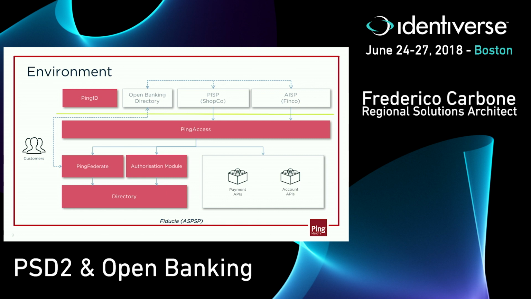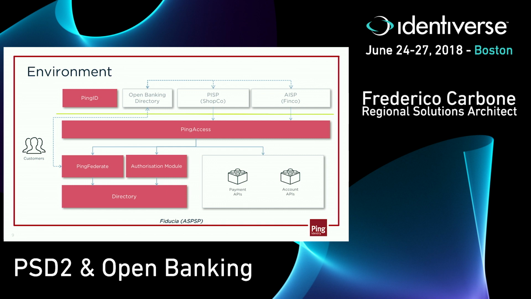So what do we have in the demo environment? We built the payment APIs and the account APIs, and those are built according to the standard that was published by Open Banking. We do have two test applications. So the bank is called Fiducia. Then we do have two applications. One is Shopco, and that will be used to demonstrate the payment, and the other one is Finco, that will be used to demonstrate account aggregation.